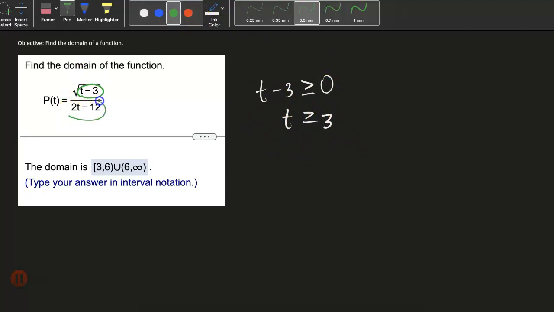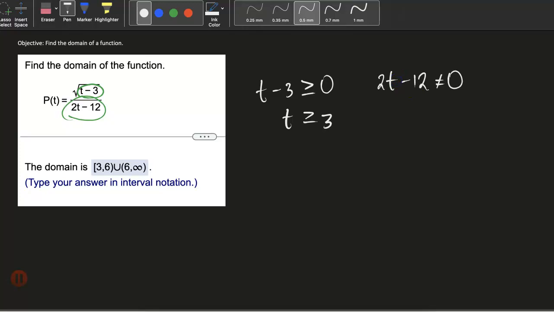The next piece we're going to focus on is the denominator. What we want to do here is state that the denominator cannot equal 0, because we do not want to end up dividing by 0. So we solve this little equation here, and we end up saying that our variable t cannot equal 6. So these two pieces of information tell us where the domain is restricted to.